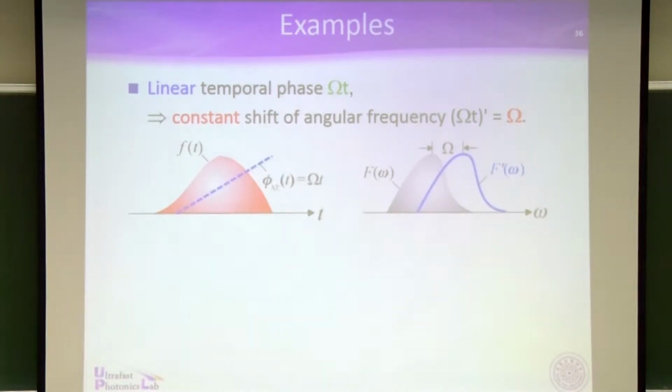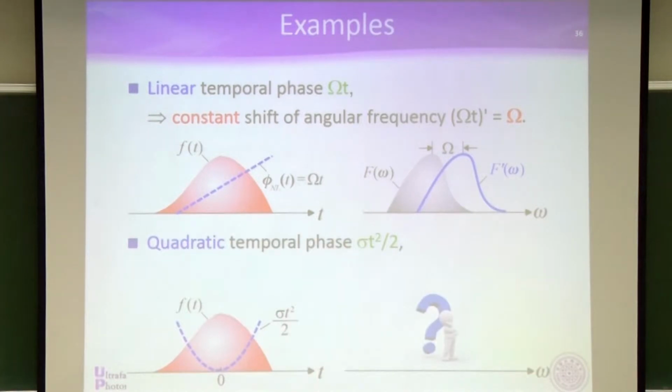So the illustration is like this. You have a linear function of phase in the time domain. It will result in a constant shift in the frequency domain. From the gray spectrum to the blue spectrum, the shape is preserved, but the position is shifted by an amount of big omega, which is the slope of the phase modulation in the time domain. So this is the easier case.